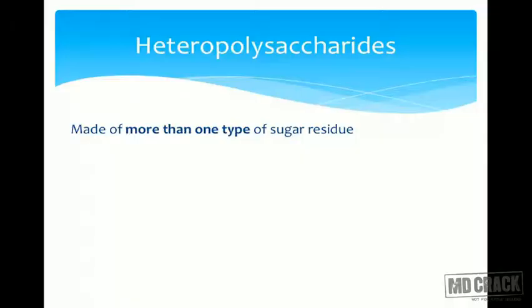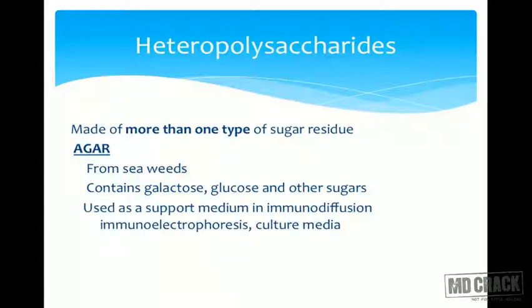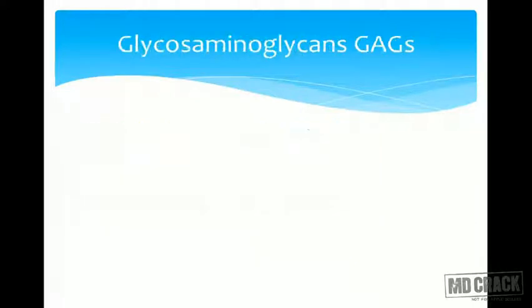Now, one of the most important ones is agar. Agar is made from seaweeds. It contains galactose, glucose and other sugars and is used as a support medium in immunodiffusion, immunoelectrophoresis, culture media. Everywhere agar is used. Now, other than that, the biologically important heteropolysaccharides that are present within the body are important. I am going to talk more in detail about this. They are called the glycosaminoglycans. Glycosaminoglycans, please look here.